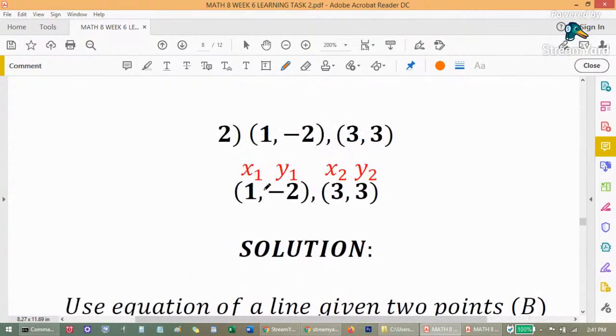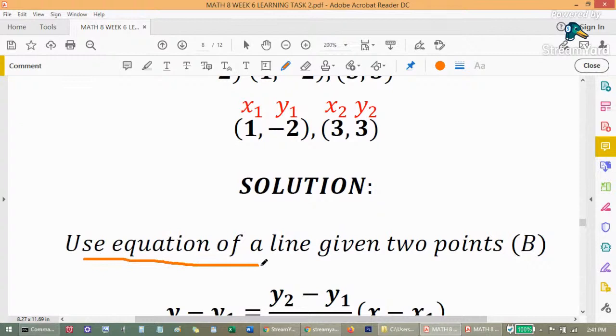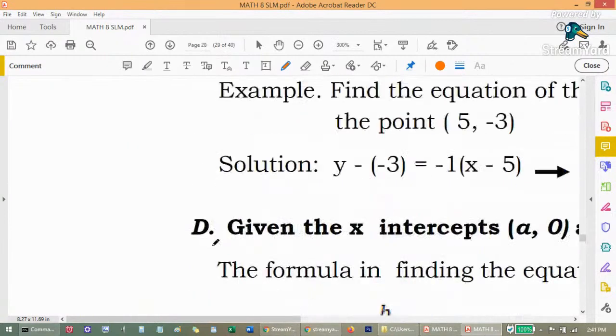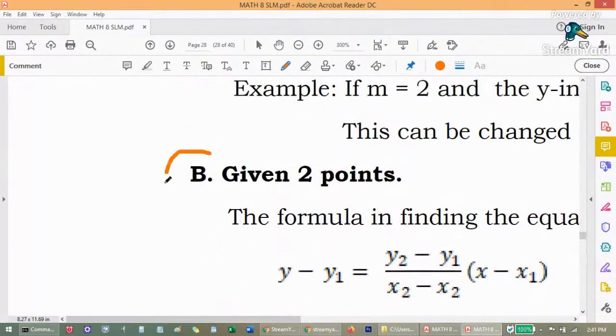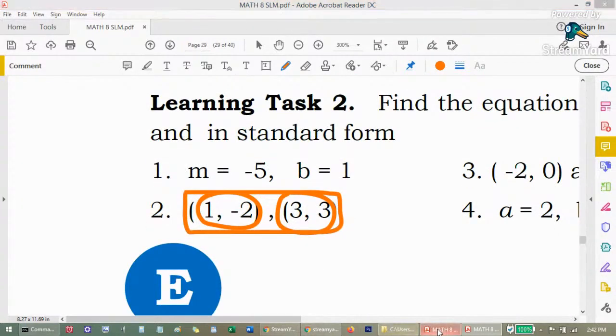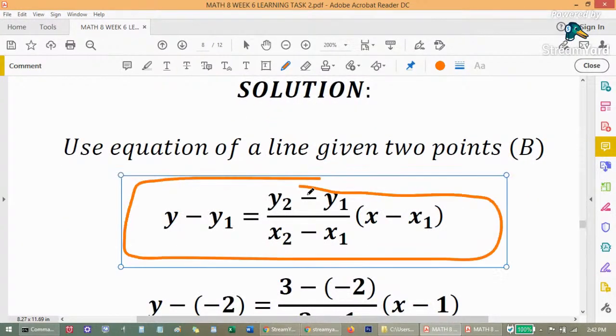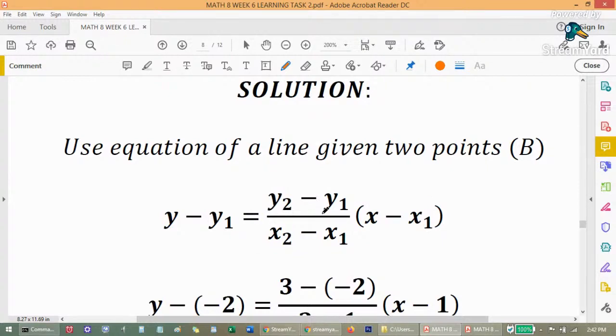So since we have two points, we will use the equation of a line given 2 points. That's letter B, two points. So this is the formula for the 2 points. We just need to know that, no? It should be noted in our notebook.